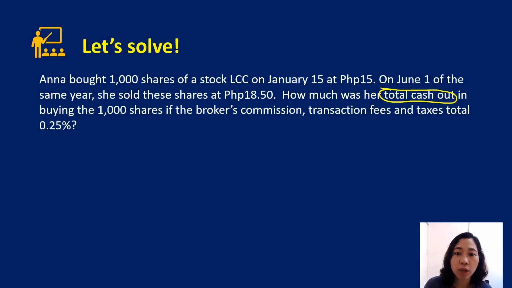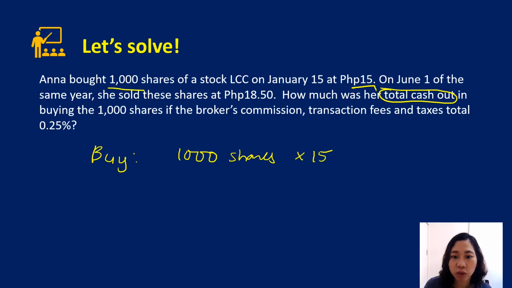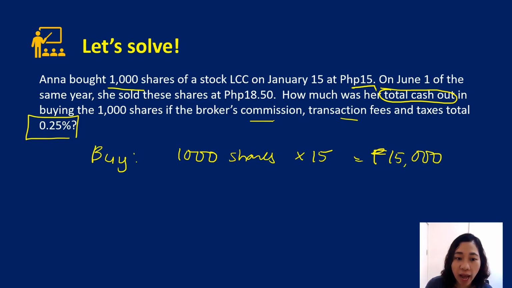Okay, so what are we looking for here? She bought 1,000 shares at 15 pesos. So this is when she bought it. So buy 1,000 shares times 15 pesos. So that's 15,000. Right? But we still have to add the broker's commission, transaction fees, and taxes, which total 0.25% of this. So meaning to say, we still have to add 0.25% of 15,000.